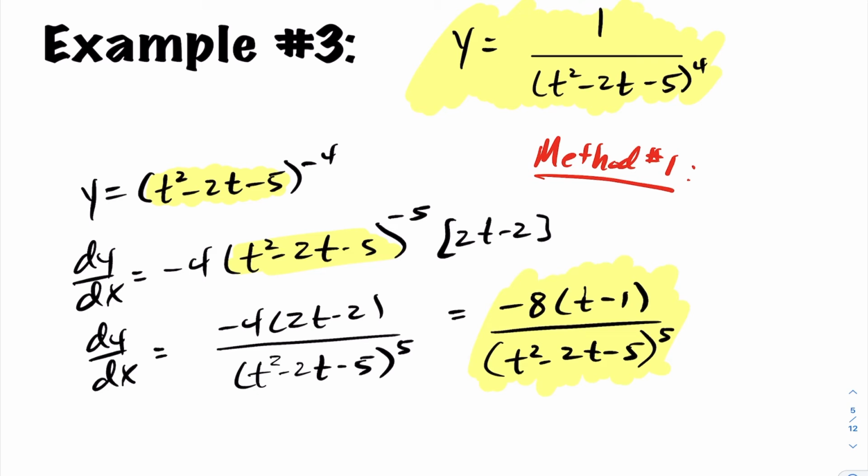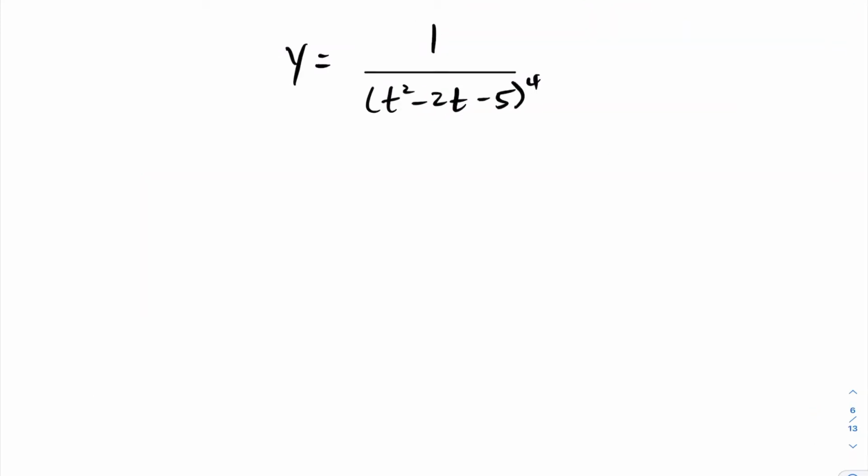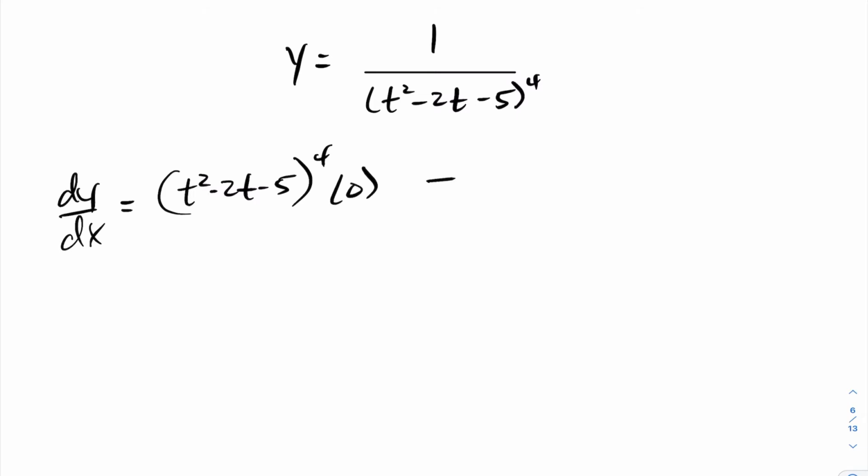Let's take a look at the next method of calculating the derivative of this example. Another way we could have done this question is to say, okay, this looks a lot like the quotient rule. We have a function on the top and a function on the bottom. So using the quotient rule, dy/dx is going to be the bottom times the derivative of the top, which is just 0, minus the top, which is just 1, times the derivative of the bottom. Now, when you go to apply the derivative of the bottom, you're going to have to use the chain rule.